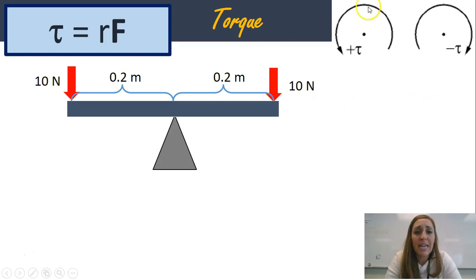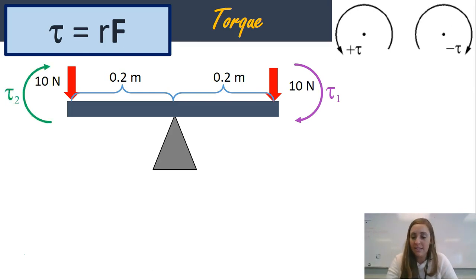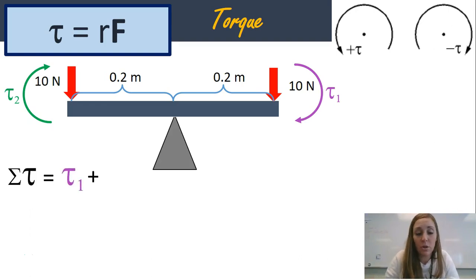So for example, if I have two equal masses at the same distance from the center, so this is a 10 Newton mass, a 10 Newton mass, and they're both 0.2 meters from the center, then torque 1 is equal and opposite to torque 2. So let's show the math to see what I mean by that. The sum of all torques is all the torques added up. So torque 1 plus torque 2.